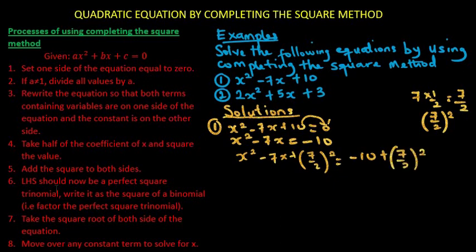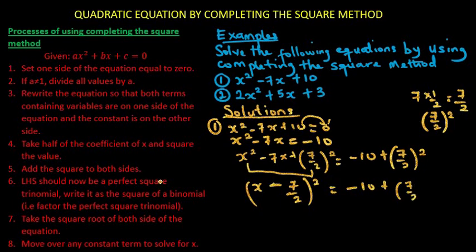Rule number 6. The left hand side should now be a perfect square trinomial. Write it as a square of a binomial. So this is a perfect square trinomial, so I'll have to write it as a square of a binomial. It becomes x minus 7 over 2 squared equals, the right hand side remains the same, minus 10 plus 7 over 2 squared. We'll go to rule number 7.